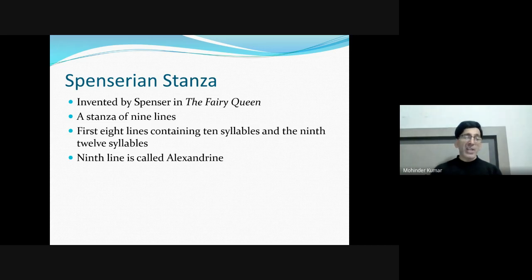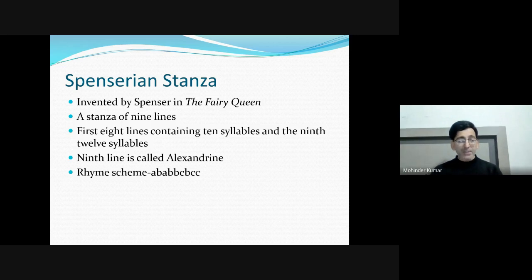Questions have been raised on such terms 2 or 3 times in the NET exam, so you must remember. It is a stanza of 8 iambic pentameter lines, and the ninth line consists of 12 syllables, and the 9th line is called Alexandrian. Its rhyme scheme is ABABBCBCC. You know that Spenser used an interconnected rhyme scheme.